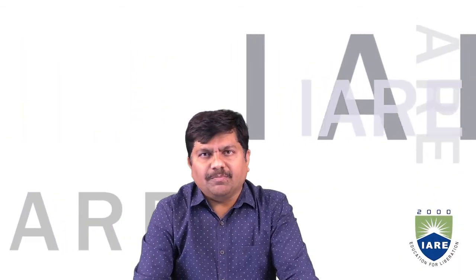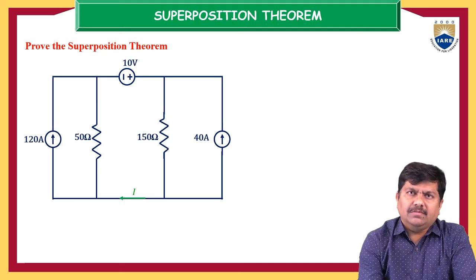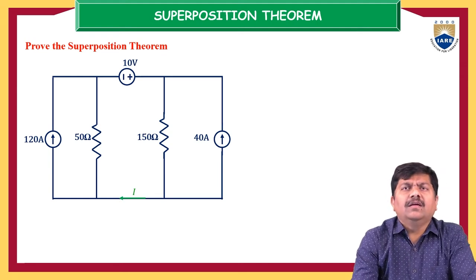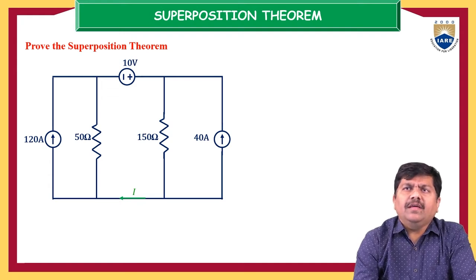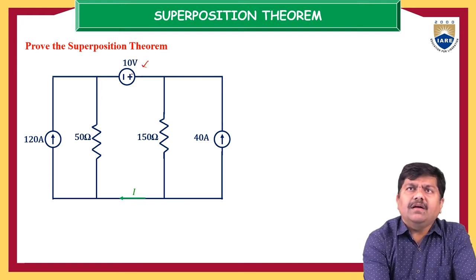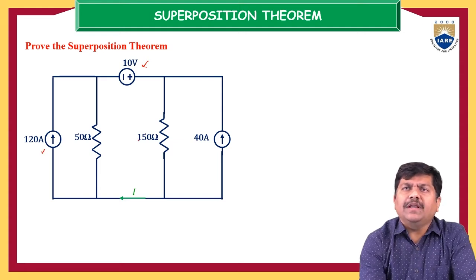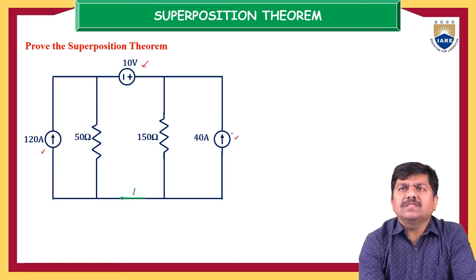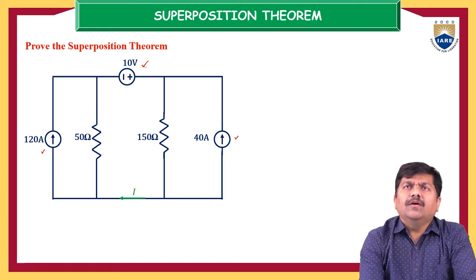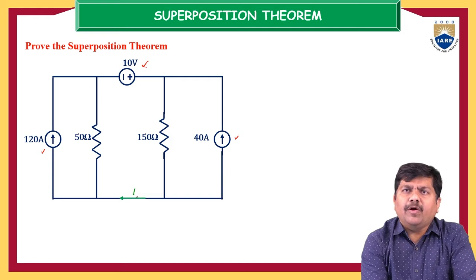applying the superposition theorem. Now here, if you apply the same concept to this electrical circuit, there are three electrical energy sources. One is a 10 volts battery, next is a current source of 120 amps, and next is a 40 amps current source. Now here, prove the superposition theorem for the given electrical circuit, and the response we want to see is at this particular point, marked with green color. That response is nothing but the current I.